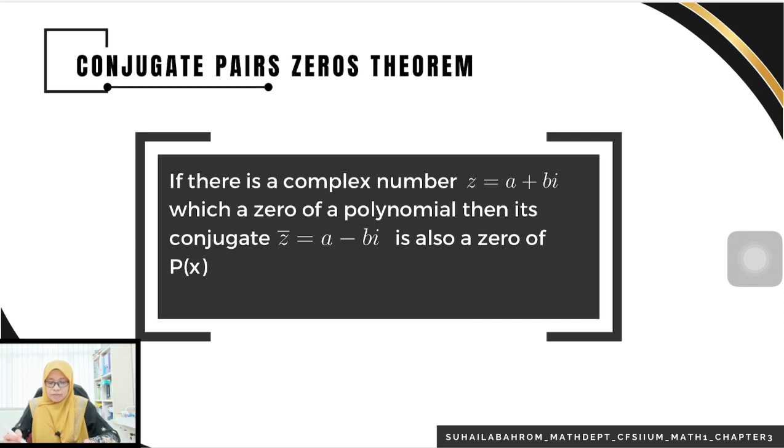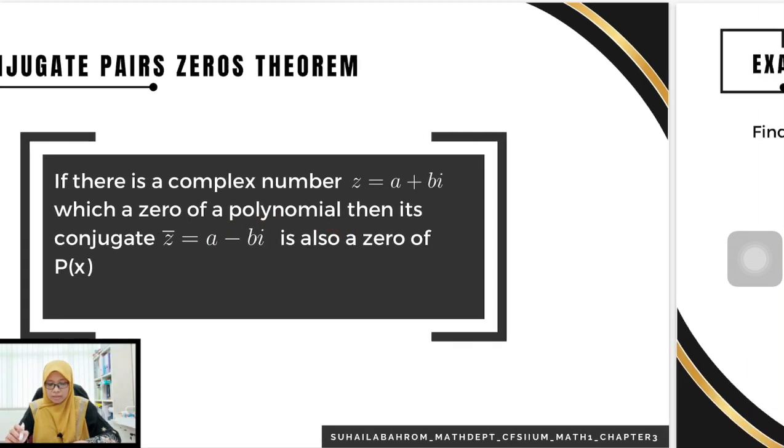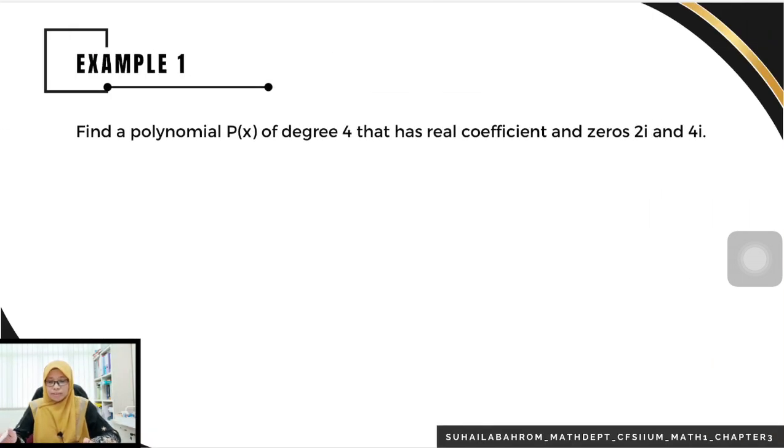In this video, I will proceed with complex zeros of polynomial functions, which is subtopic 3.5: Conjugate pairs zeros theorem. This theorem says that if there is a complex number z equal to a plus bi, which is a zero of a polynomial, then its conjugate, denoted as z bar, equal to a minus bi, is also a zero of P(x). So let's look at the first example here.